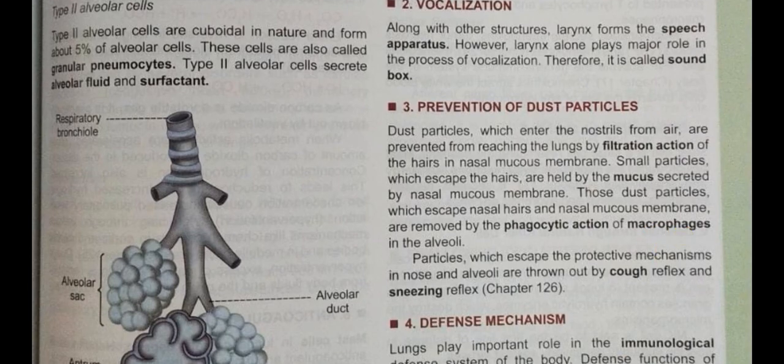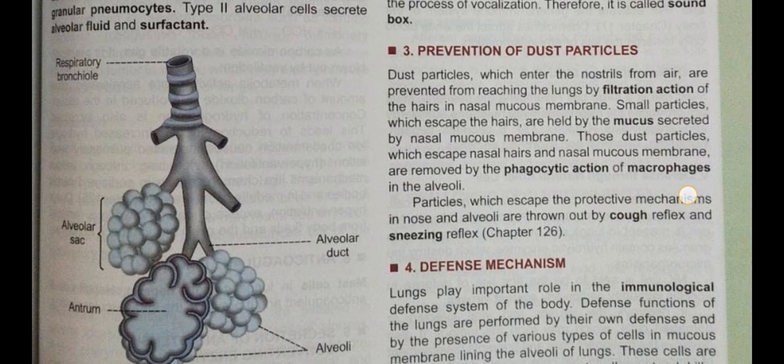Dust particles which enter the nostrils from air are prevented from reaching the lungs by the filtration action of the hairs in the nasal mucous membrane. Small particles which escape the hairs are held by the mucus secreted by the nasal mucous membrane. Those dust particles which escape nasal hairs and nasal mucous membranes are removed by the phagocytic action of macrophages in the alveoli. Particles which escape the protective mechanisms in the nose and alveoli are thrown out by the cough reflex and sneezing reflex.